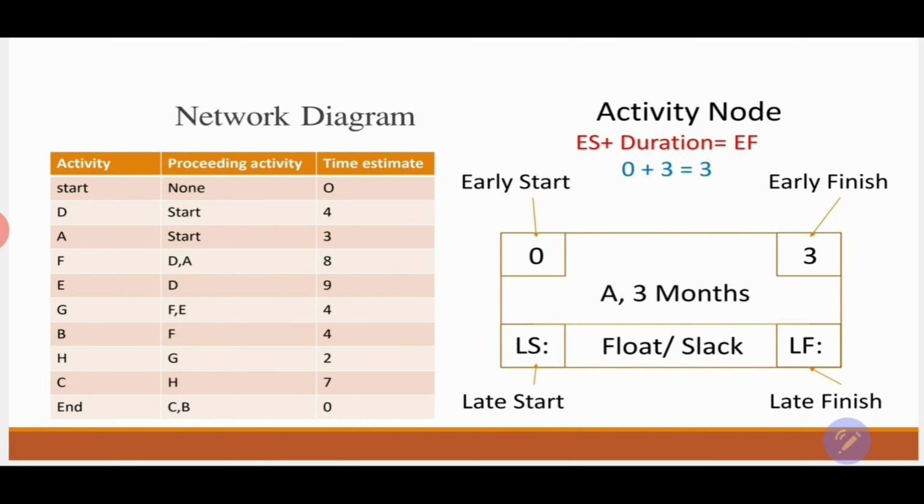Now let's do the same for activity A. Activity A has the predecessor of start as well, which is a milestone with 0 duration. So how early can I start activity A? I can start it at 0, and the activity duration is 3 months. We use again the equation: early start plus duration equals early finish. So the early start is 0 and the duration of the activity is 3 months, so my early finish will be 3.